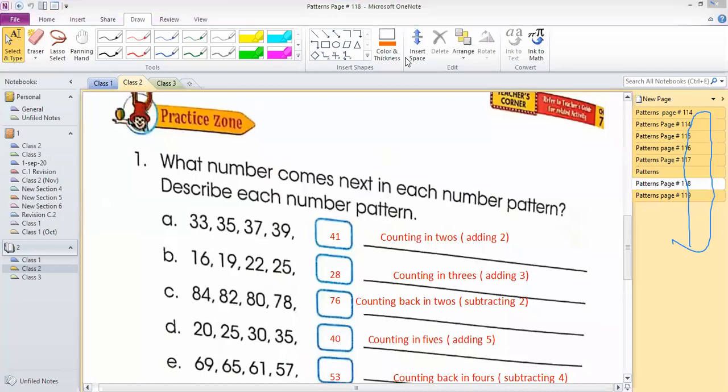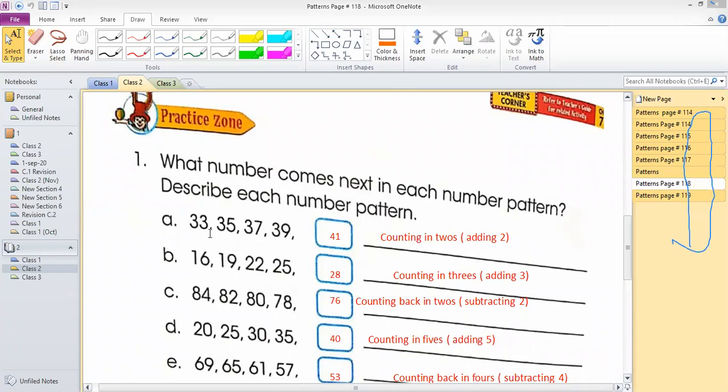What we did yesterday, guys, we started from the practice zone of the book, which is related to the number pattern. We learned about number pattern, how we can identify the number pattern, and then how we can write the missing numbers. So question number one was about what number comes next in each number pattern, and we had to describe the number pattern as well.